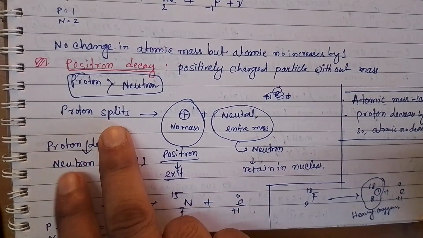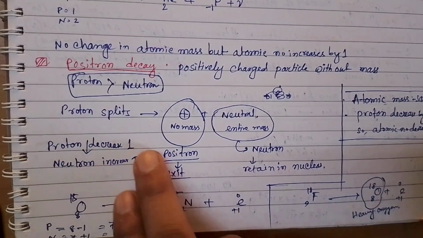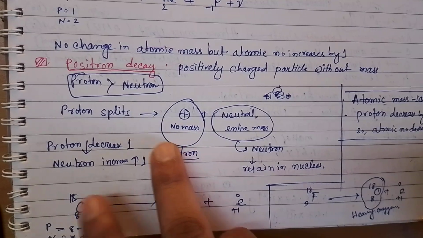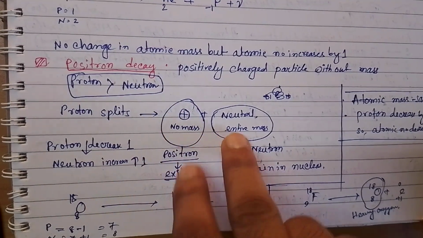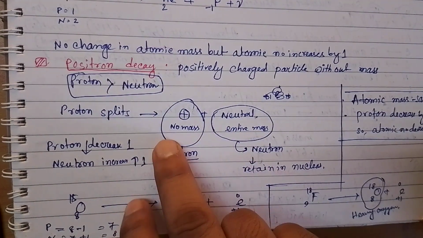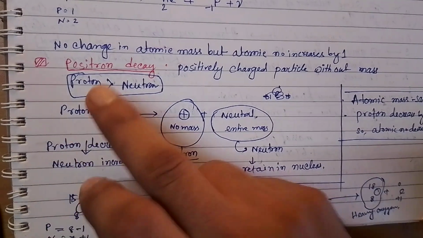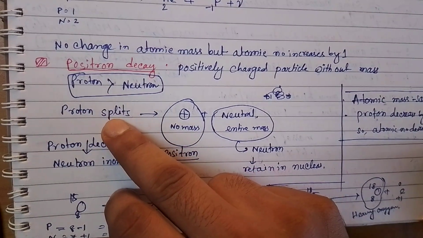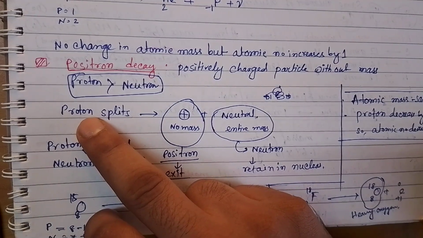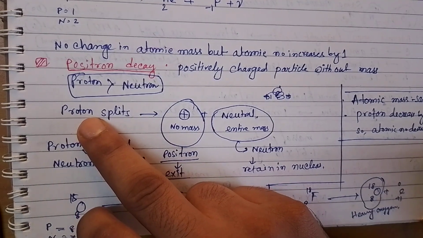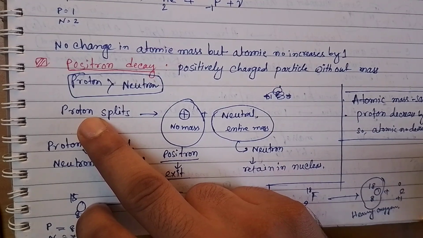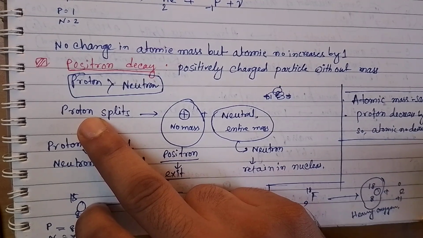So what if the proton splits? If the proton splits, one part will be neutral with mass and one will have no mass, but the charge is there. So you can just split that proton. The proton has some mass and the charge we discussed in the first class, which is 1.6 times 10 to the power minus 19 coulomb. So that is the charge.